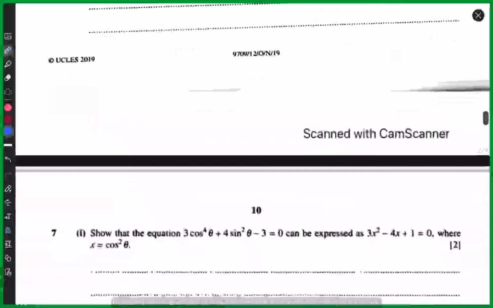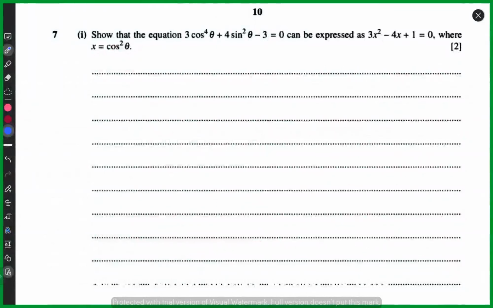All right, okay. I'll just read it. Try doing it. I'm right here, and then we will do it together, okay? It says, show that the equation 3 cos to the power 4 theta plus 4 sine square theta minus 3 equals 0 can be expressed as this, where x is equal to cos square theta. It's simple. This is basically your question. You're only supposed to use one helping identity and this substitution, and then you can easily write this thing as this.